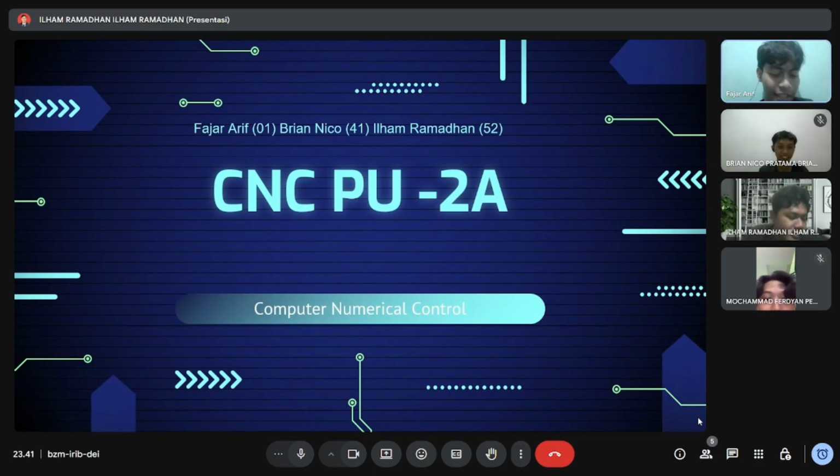Third question is, what is the working principle of the CNC production unit 2A lathe? The answer is, the workpiece is clamped on a rotating chuck, while the cutting tool performs longitudinal or transverse cutting motion according to the programmed commands.